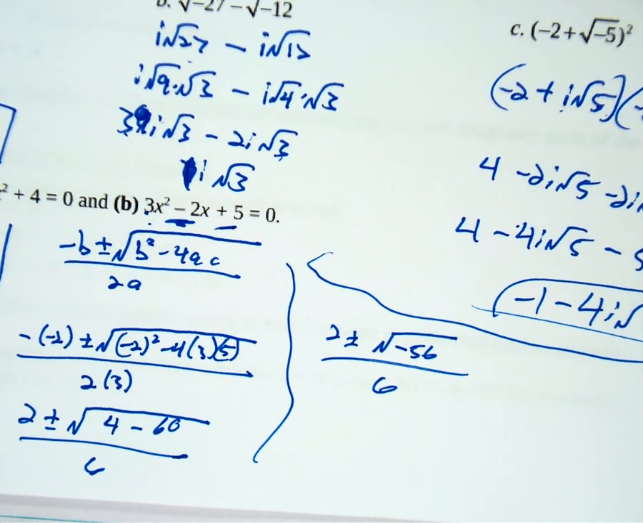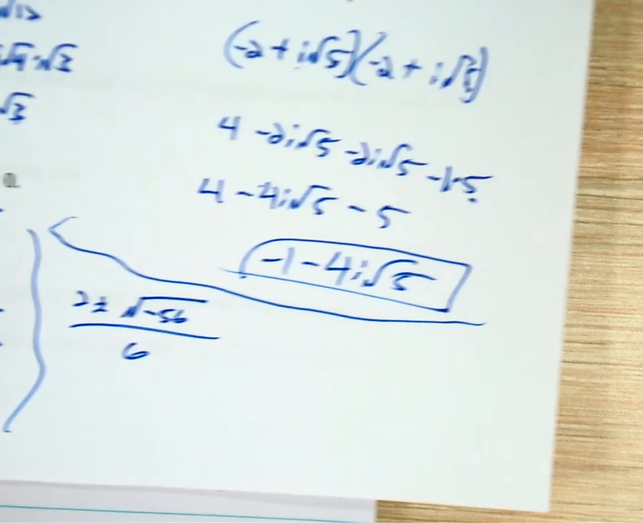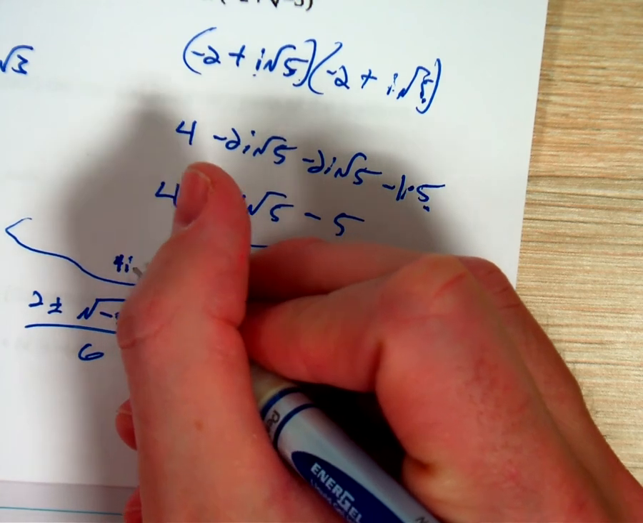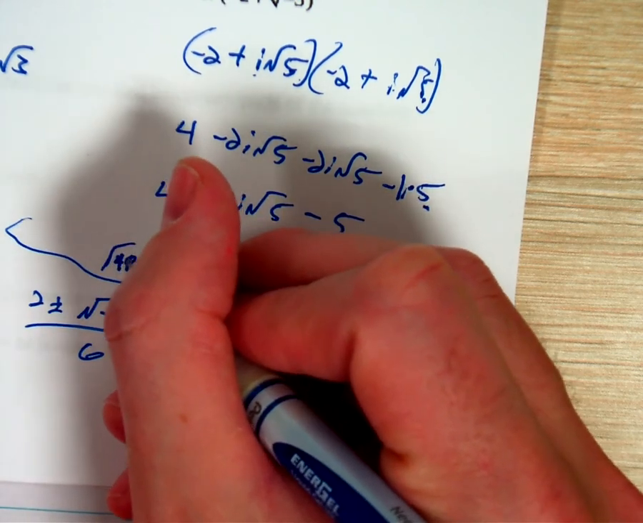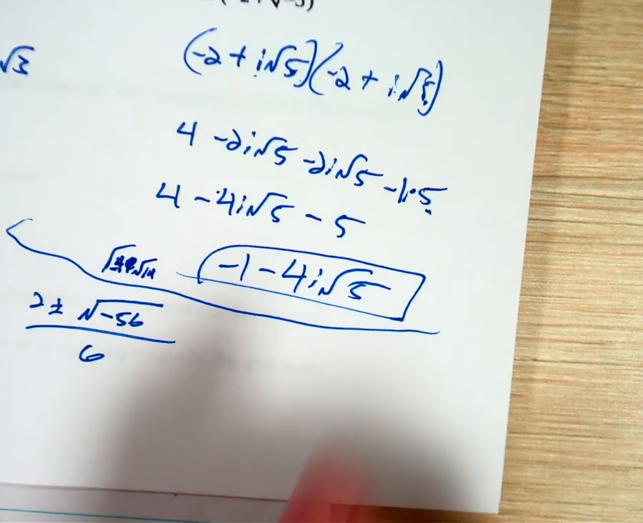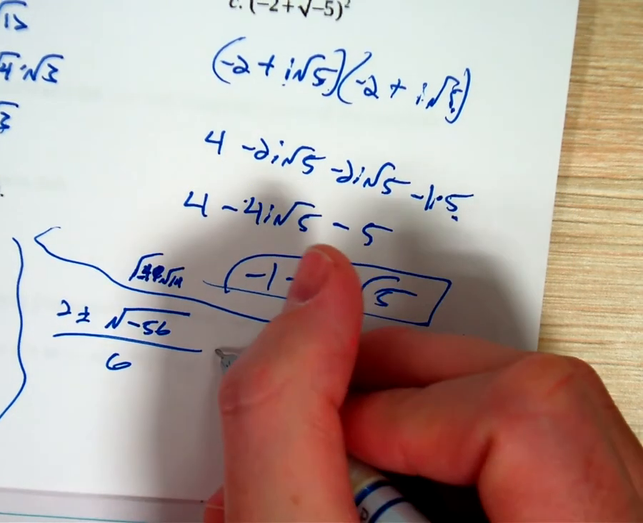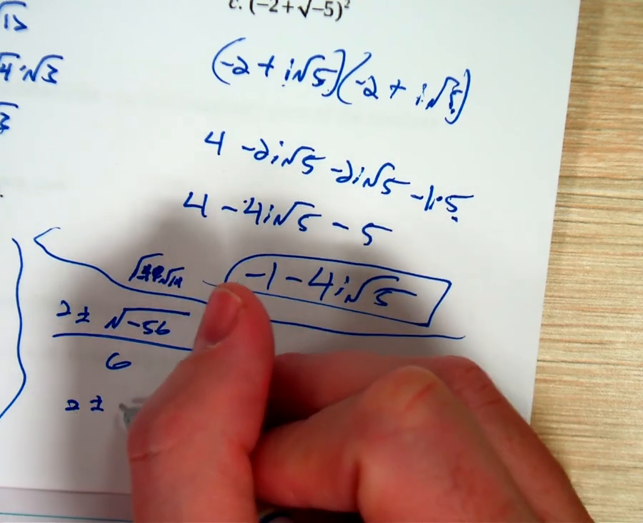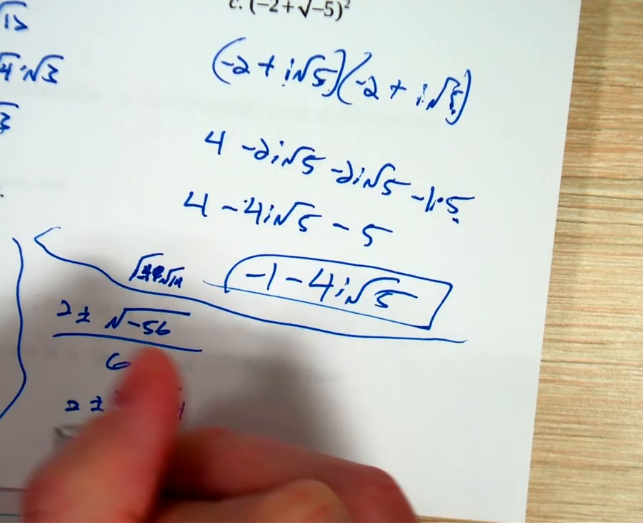Okay, so what goes into 56? 2, 28, so 4 will work. 4 is going to go in there 14 times. So I'm going to split this up into negative 4 and 14. That's how I'm going to think of it. So if I think of this as negative 4 times 14, so that's going to be 2i square root of 14 over 6.